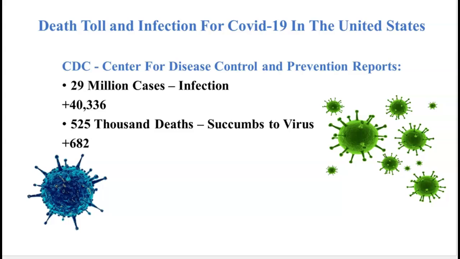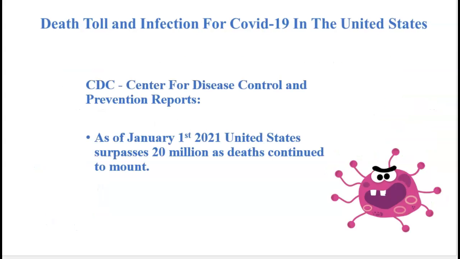So it's 29 million cases of infection added with another 40,336. And they're reporting that at least 525,000 deaths, those are the individuals that have succumbed to the virus, and then add another 682, which is an astronomical amount. Death toll and infection for COVID-19 in the United States.